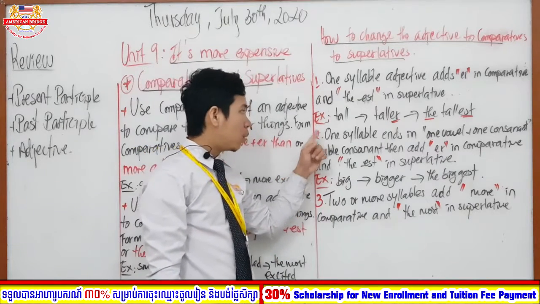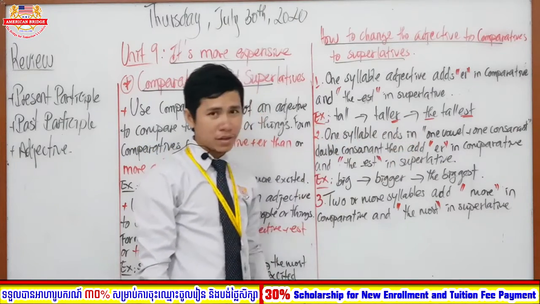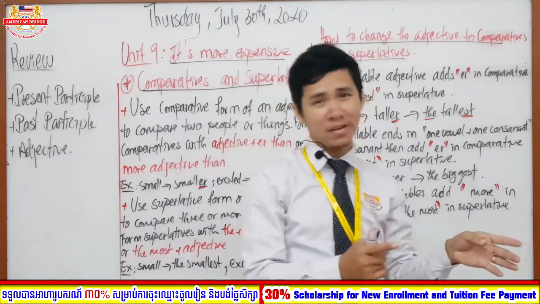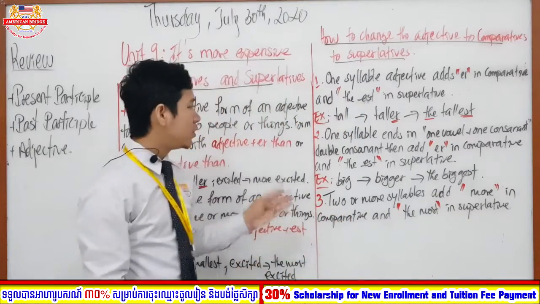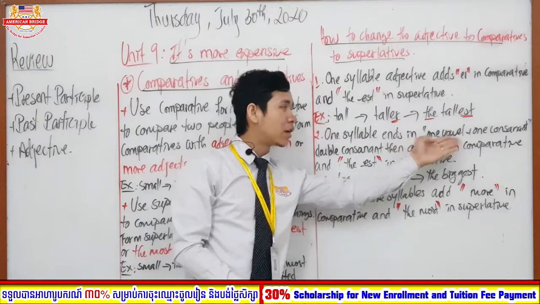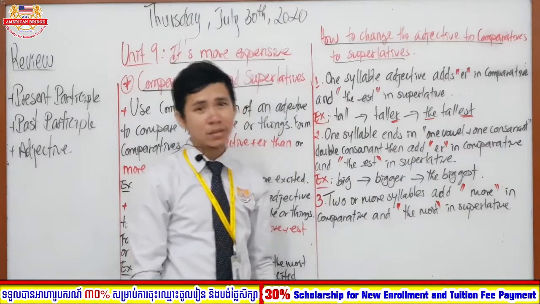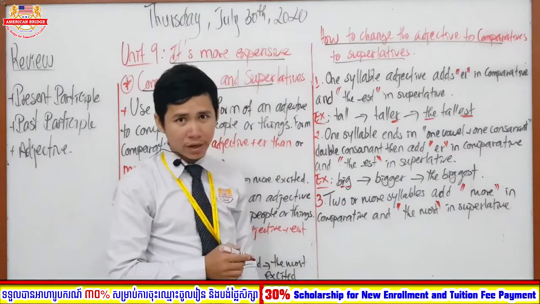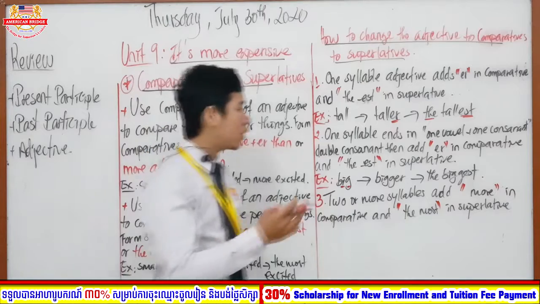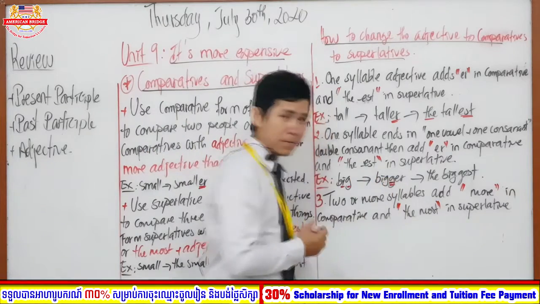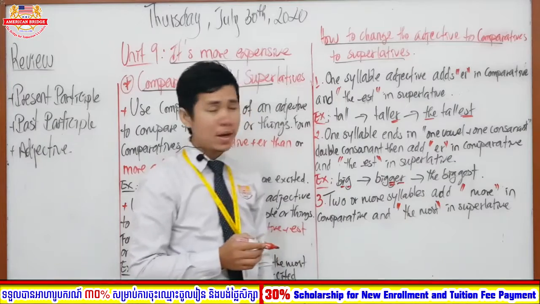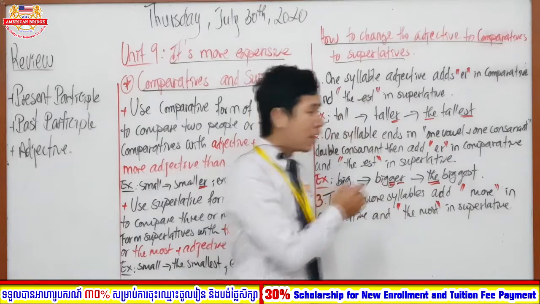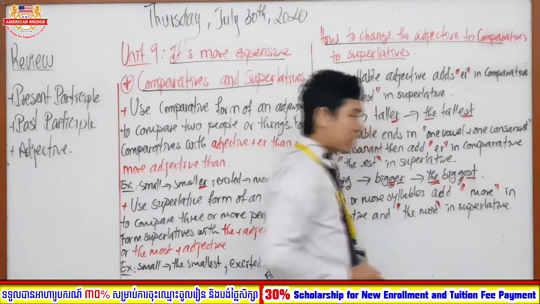Okay, and then number 2: one syllable ending in one vowel plus one consonant. So in here, if the one-syllable adjective has only one vowel and one consonant at the end, before you add -er or -est, you have to double the consonant, then add -er in the comparative and -est in the superlative. So when you see an example like one vowel plus one consonant, before you change it to the comparative adjective, you have to double the consonant first, and then add -er. And if you want to change into the superlative adjective, first you add "the", then you double the g, and after that you add -est.